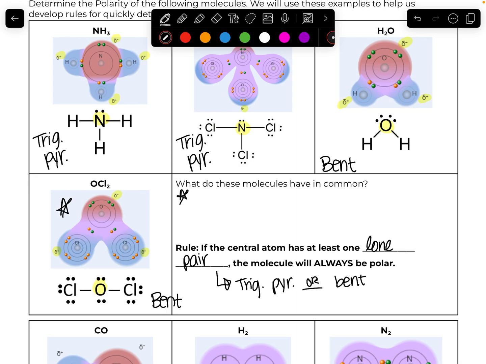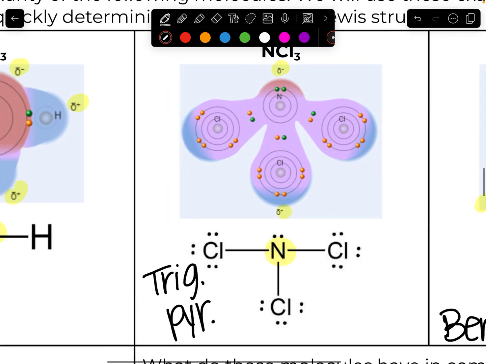And you might be saying, hold on a second, Ms. Lambert, things look a little fishy here. Take a look at that NCl3. I see a lot of purple there. And you're right. Take the electronegativity differences between N and Cl. You're going to have a nonpolar bond.